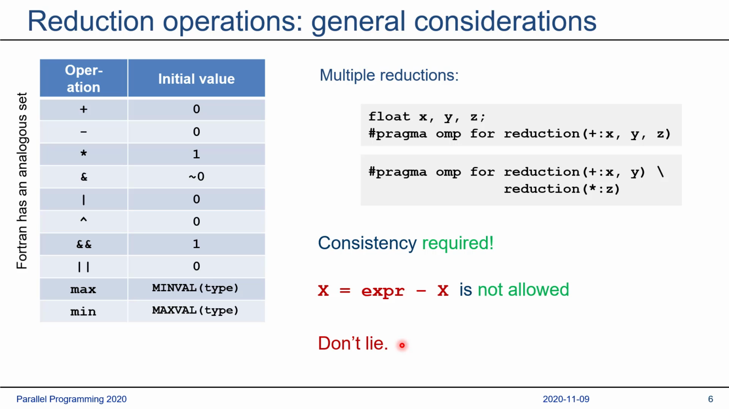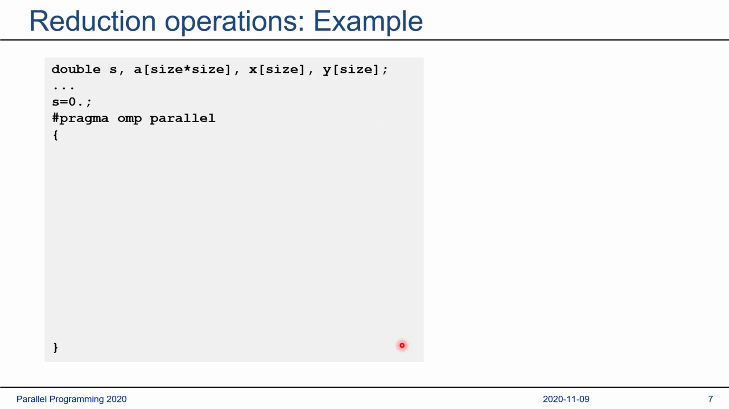Consistency is required. Here's a slightly more complicated example, and it's a triangular dense matrix vector multiplication. We have three vectors, a, x, and y. A is actually a matrix of size times size, and x and y are vectors. We have a global summation variable s at the beginning, and we open the parallel region.